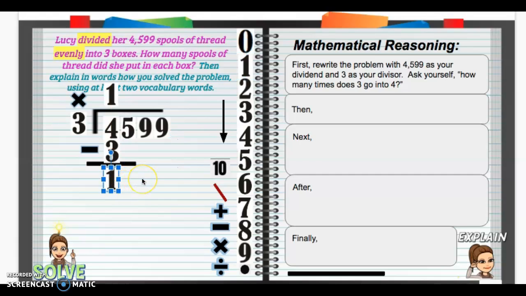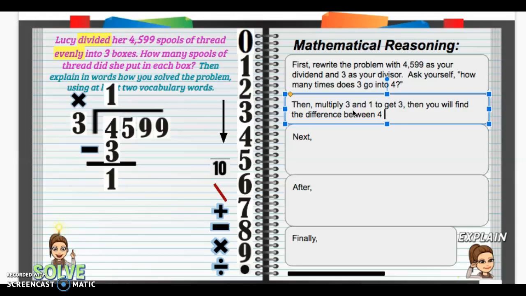Okay, and then we have to write it out. Then multiply 3 and 1 to get 3. Then you will find the difference between 4 and 3, which is 1. Next, bring down the next digit. So you're going to bring down the 5.